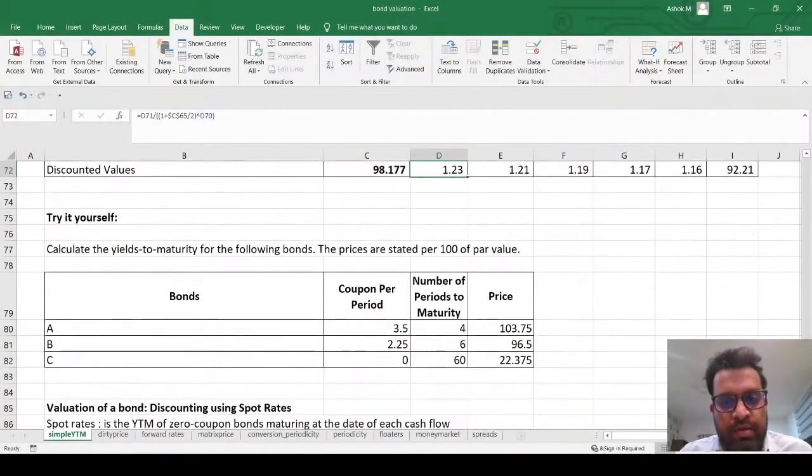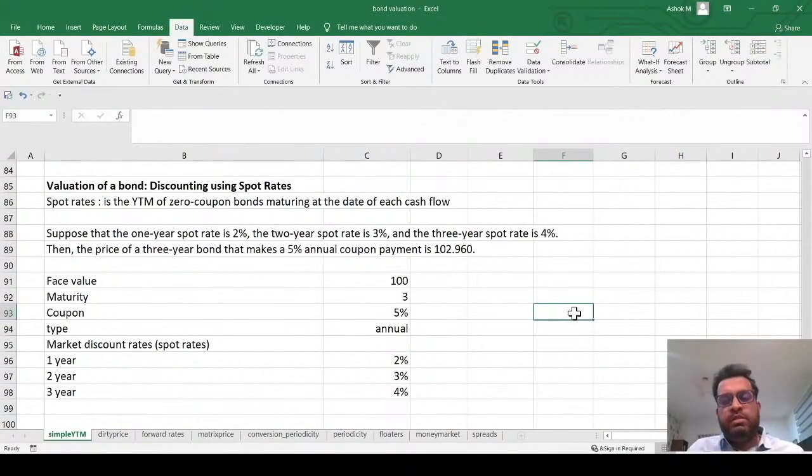The next concept that I wanted to introduce was spot rates. This is a valuation technique for valuing bonds. You use something called a spot rate, do the discounting using the spot rate, and check whether the bond is overvalued or undervalued. So what are spot rates? Spot rates will be given in the problem. You just need to apply it.